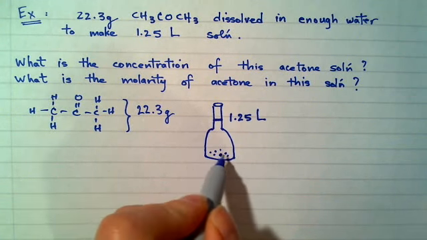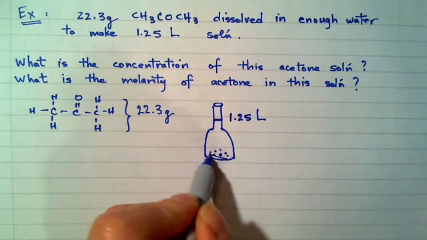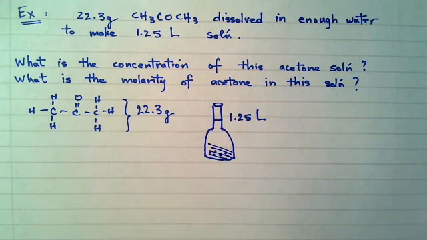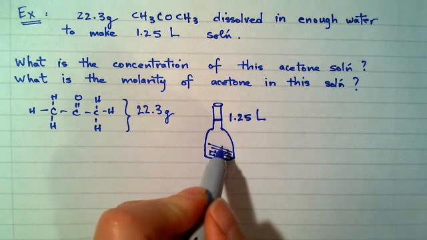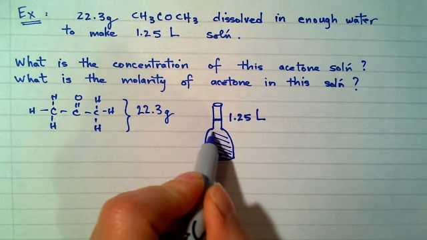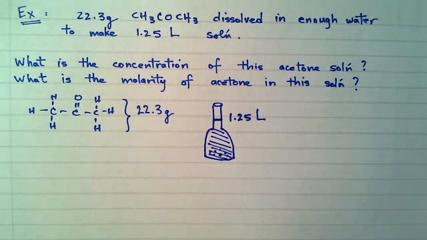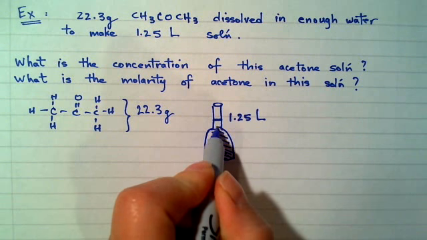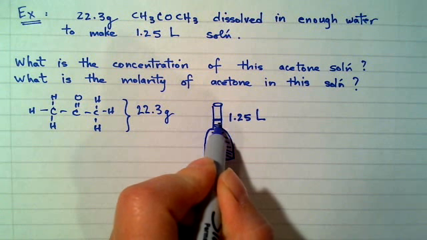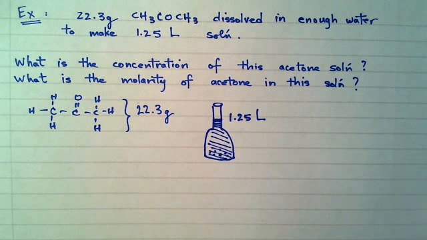And so to do that, I add a little bit of water, and I swish it around until it's dissolved, and then clear, and then I add some more water till I'm very close to the mark, and then I add the water very carefully dropwise until I'm even with that mark. So that's why this question is worded, what is the concentration of this solution after you've dissolved this much solid in enough water to make 1.25 liters?